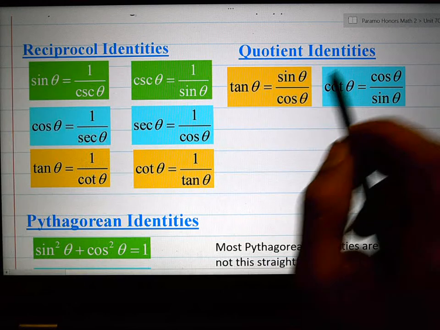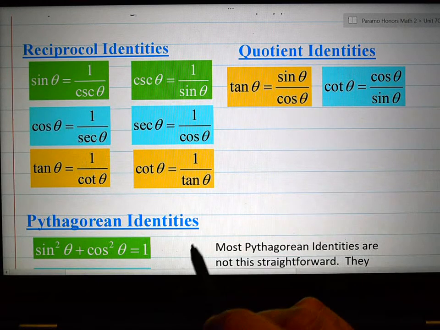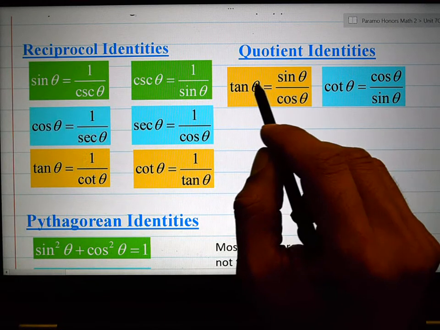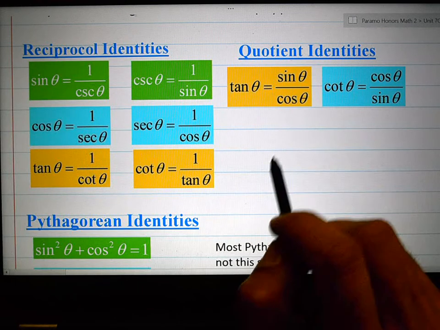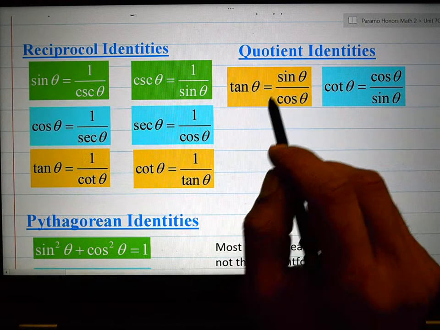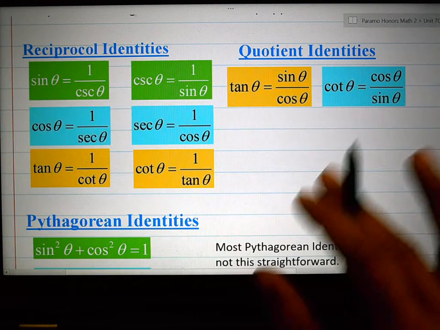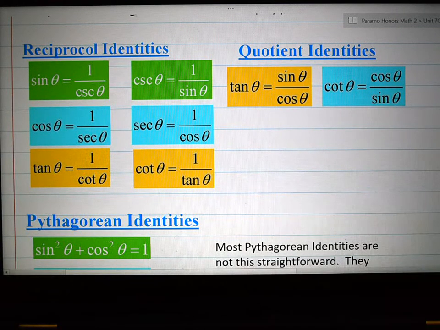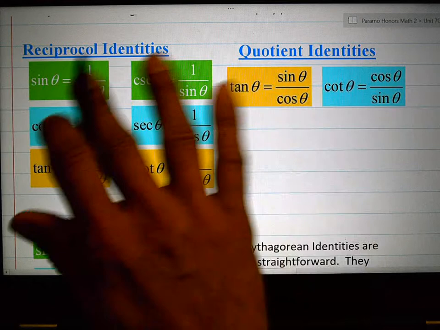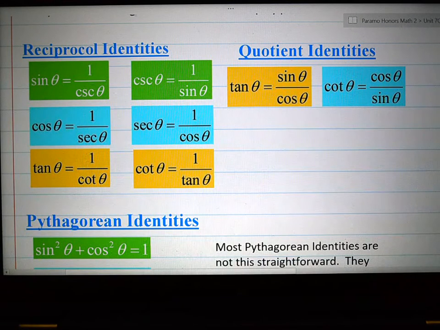Quotient identities are another way to look at tangent and cotangent. Sometimes it'll be helpful for us to switch tangent into sine divided by cosine. Sometimes things are a lot easier in terms of sine and cosine, especially when it comes to simplifying and dividing. So we are going to use those 8 things quite often.